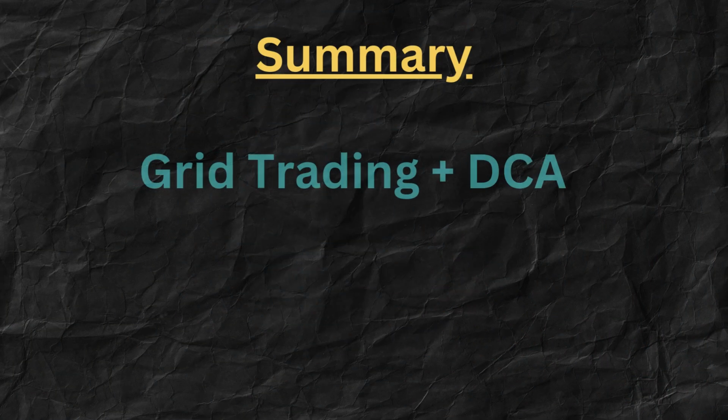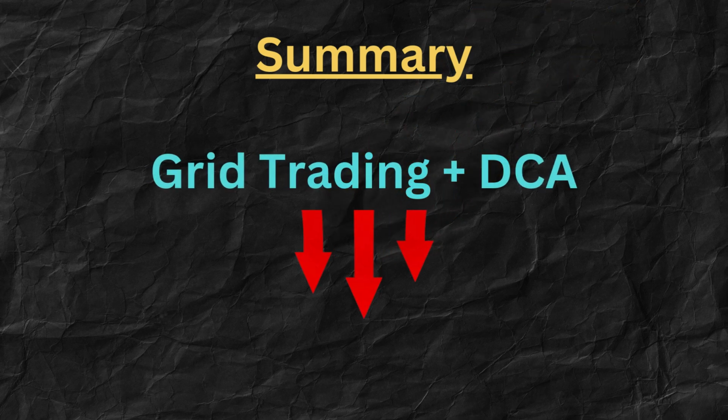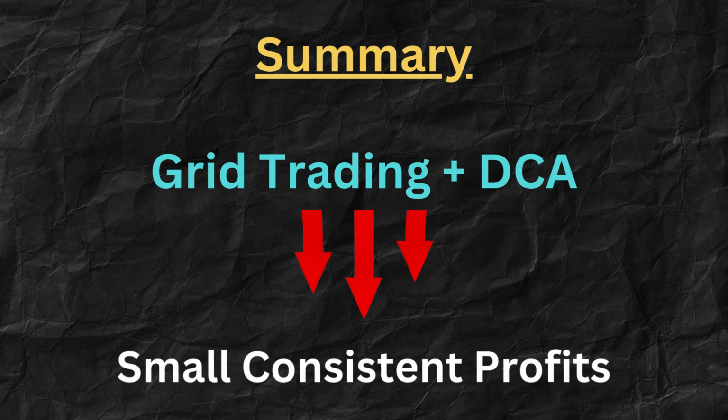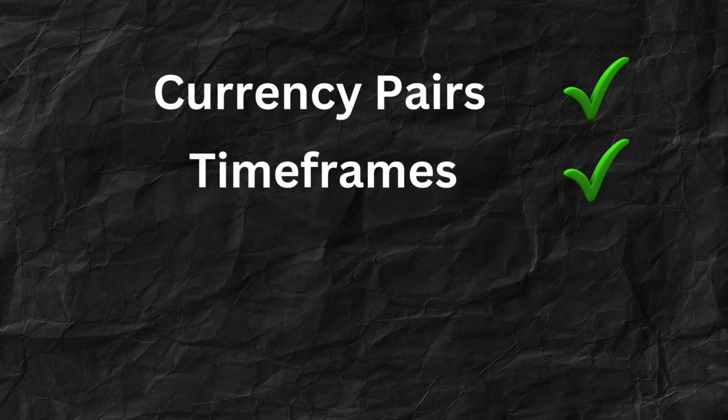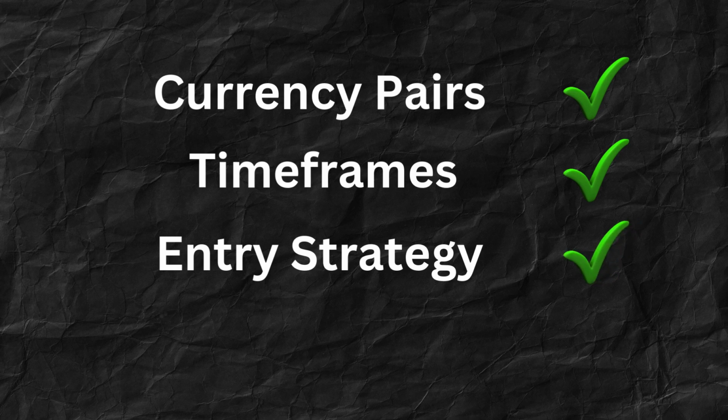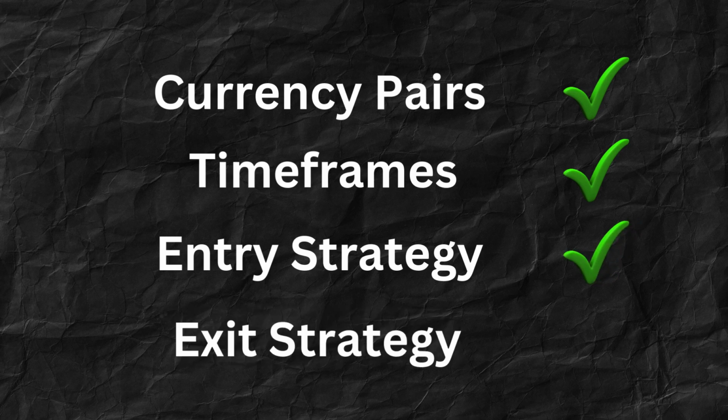So, to sum it all up, grid trading with DCA offers a way to capture small, consistent profits and manage losses by offsetting them with gains. Find which currency pairs work best for you, what time frames work best for you, how you optimize your entry intervals, and which exit strategy best fits your character. With these tailored choices, you will be able to implement a more refined DCA strategy in the Forex market, balancing consistent exposure with risk management and potentially improving your overall return.